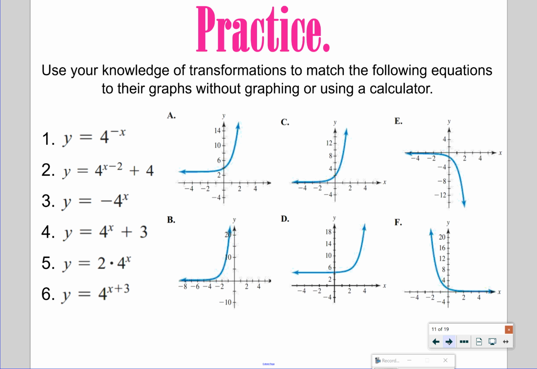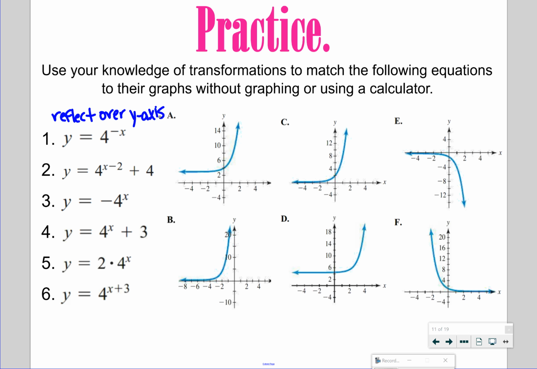Okay, so here's a problem or a set of problems for you to practice. The goal here is to try to match these using your knowledge of transformations. So what I would suggest doing is name the transformations that are occurring in each of these functions. So I'll get you started out. Number 1, y equals 4 to the negative x. If y equals 4 to the x is our basic function and there's a negative on the inside, it's a reflection over the y-axis.